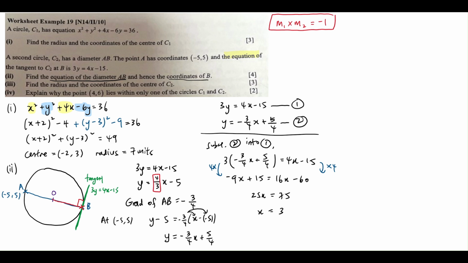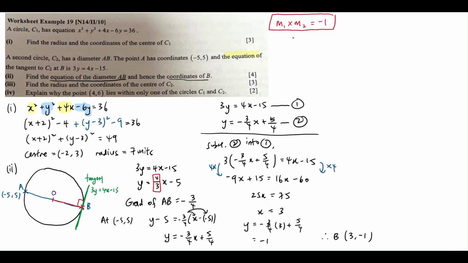3. Use that to find the y coordinate, which is to plug into your equation 2, 3 over 4 times 3 plus 5 over 4. With that, your y coordinate is negative 1. So the coordinates of B is actually (3, negative 1), and that's your part 2 worth 4 marks.